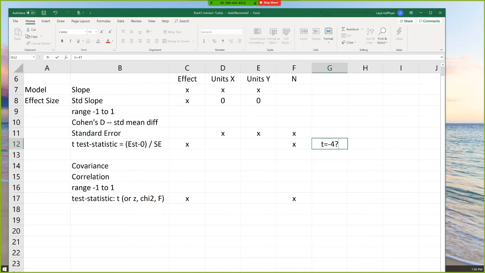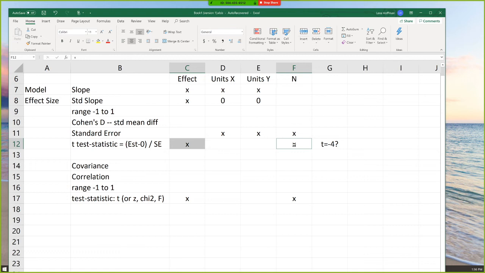But yeah, a t of -4 means a very strong, a very unexpected relationship. Now I want to say strong, but I can't really say that because a t is a function of both effect size and sample size. If I have a sample of 1 million people, the tiniest little effect could be declared wildly unexpected.